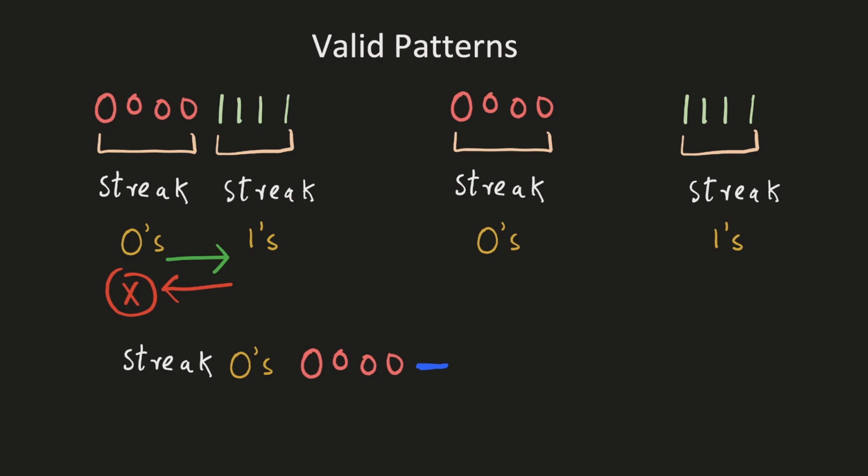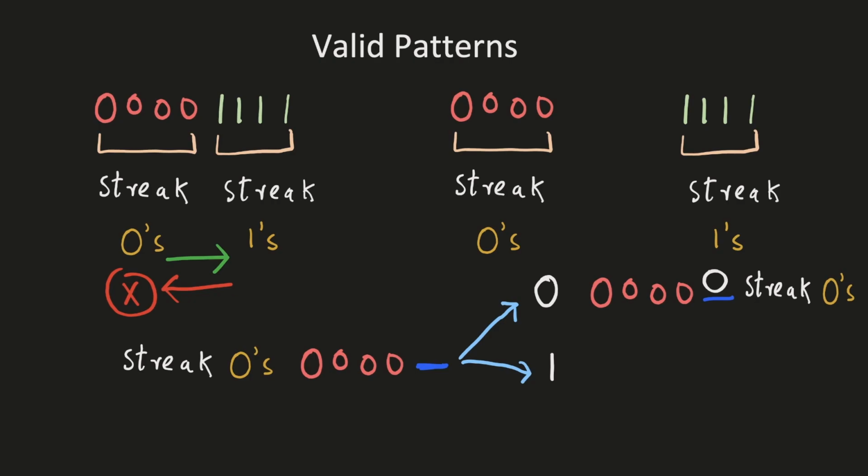Now let's look at some scenarios where we have a streak of zeros and depending on the next digit how it would play out. Let's take the scenario when our next character is 0. In this case, we can just add this and there will be no violation, so we could continue with our streak of zeros.